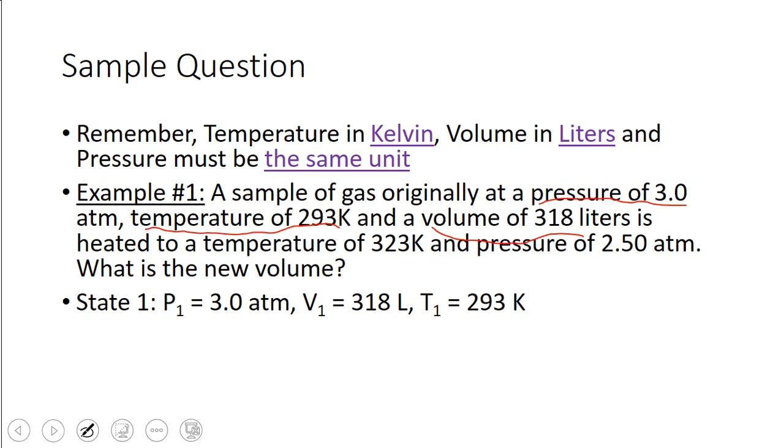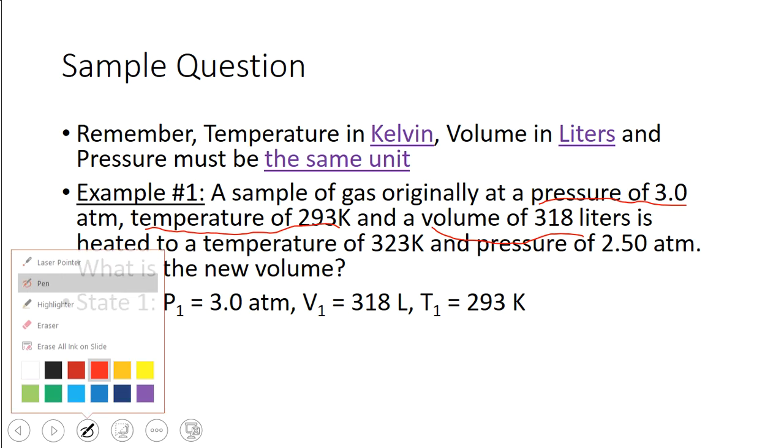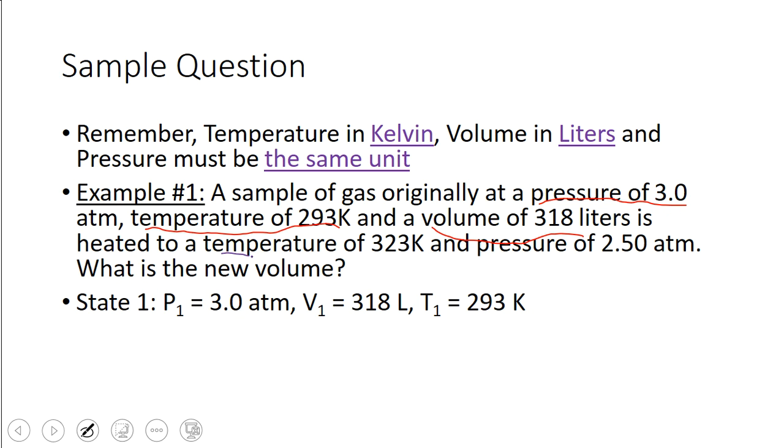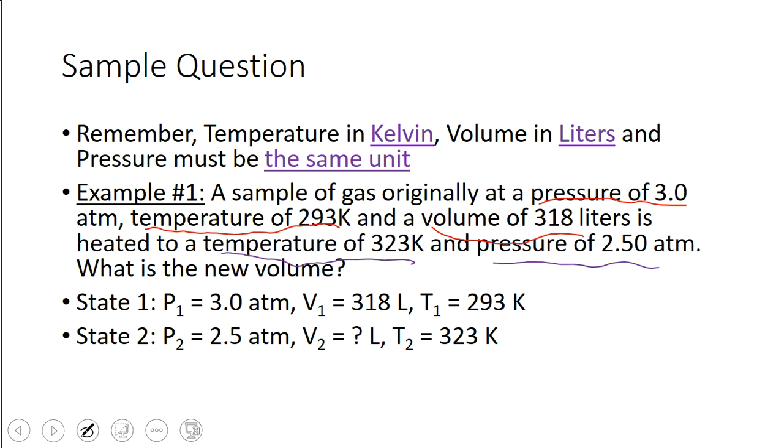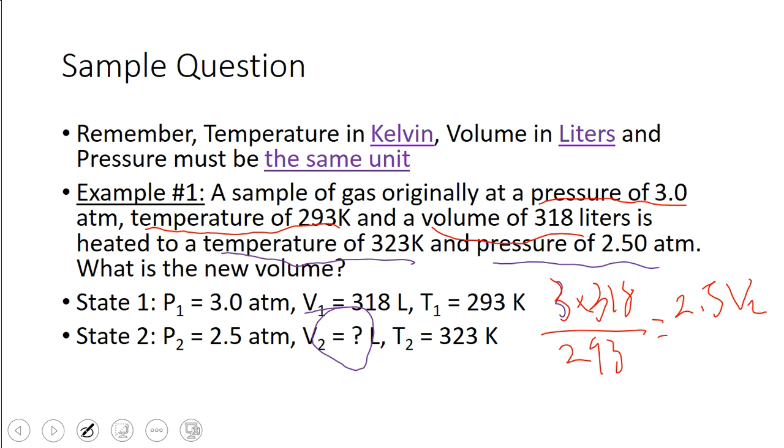Heated to a temperature, so your next temperature, I will change colors because I can. Temperature of 323, pressure 2.5. So we have two things in state 2. We do not have a V2, so that's what we're looking for. So your P1 would be 3, your V1 is 318, and it's divided by your T1, which is 293, and that will equal your P2, which is 2.5. Your V2 is what you're looking for, and your T2 is 323.